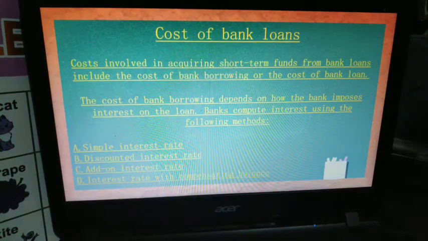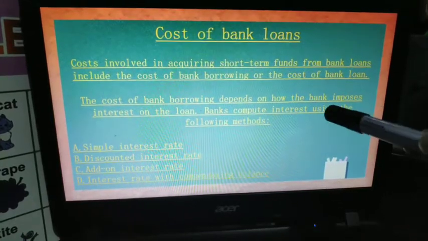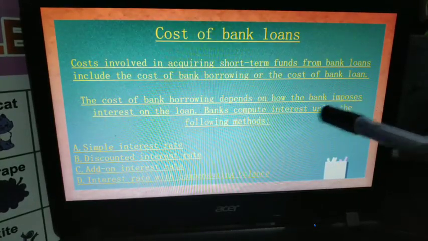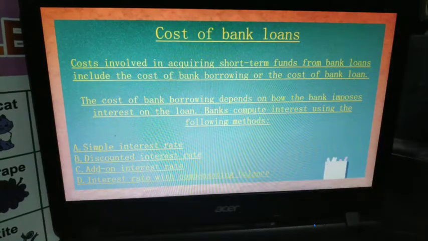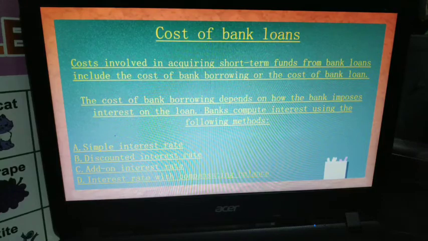Why are we talking about bank loans? Because when you run a business, you need money for capital. It can be from your own pocket or from the loans that you want to acquire from banks. And it is also stated here that bank loans impose interest on loans, and it depends on the bank how much the interest on the loans is, because different banks impose different interest rates.